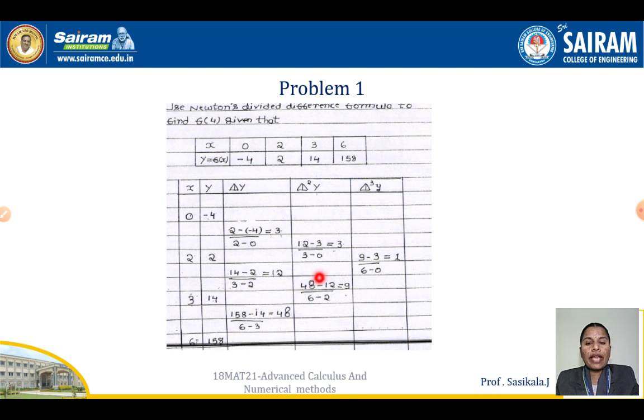Now the next divided difference. It is a combination of three values: 0, 2, 3 and then 2, 3, 6. So it is 12 minus 3 by 3 minus 0, as per the formula x2 minus x naught. And the next one, 48 minus 12 by, based on the three values 2, 3, 6, so 6 minus 2.